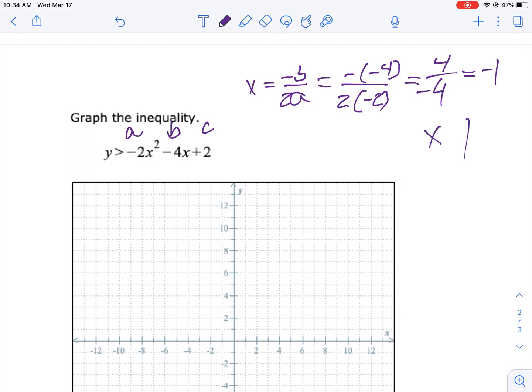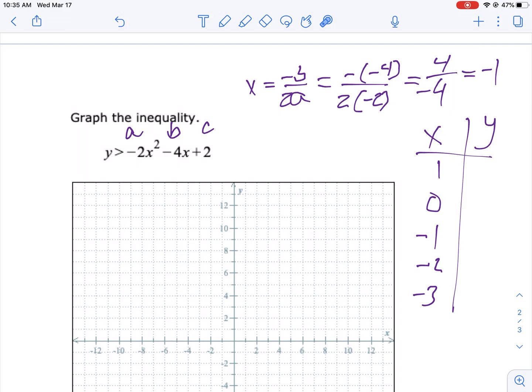So what we're going to do here is make a table. We're going to put negative 1 right smack dab in the middle. I'm going to go another couple of numbers to the right and to the left. So negative 2, negative 3, 0, and 1. Now, let's start with negative 1.